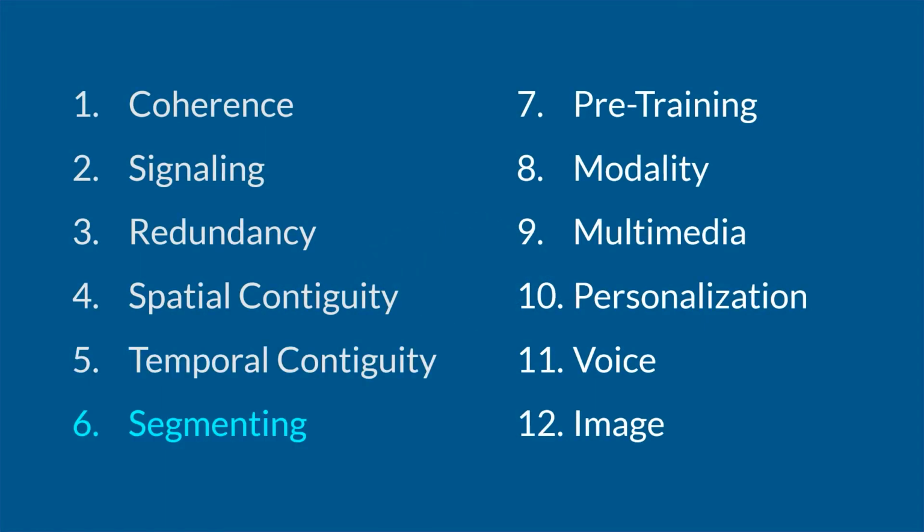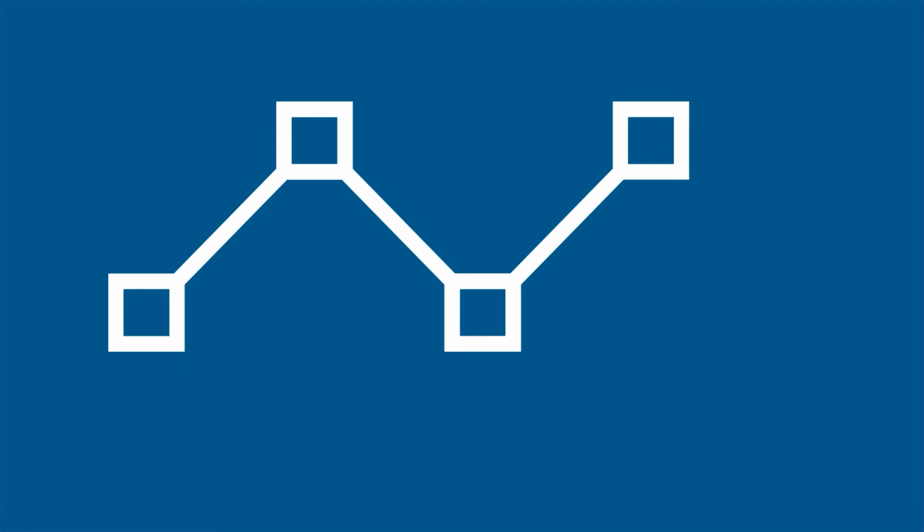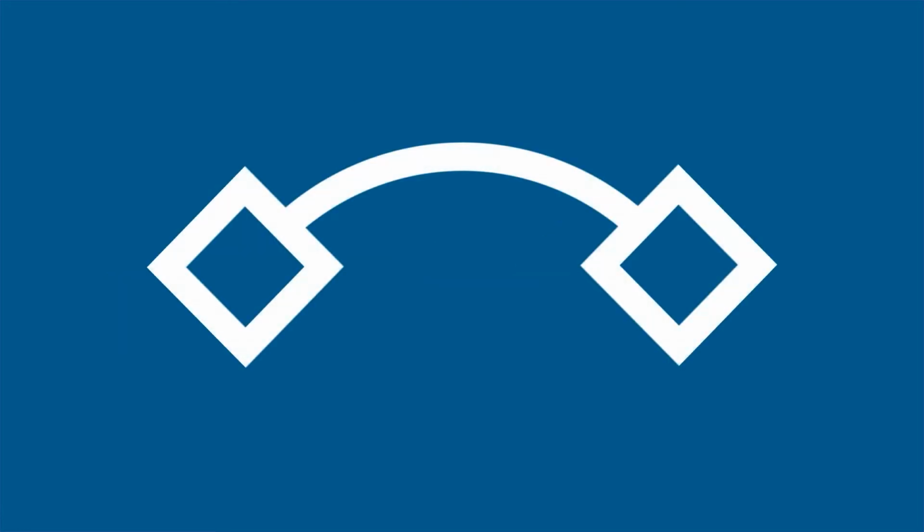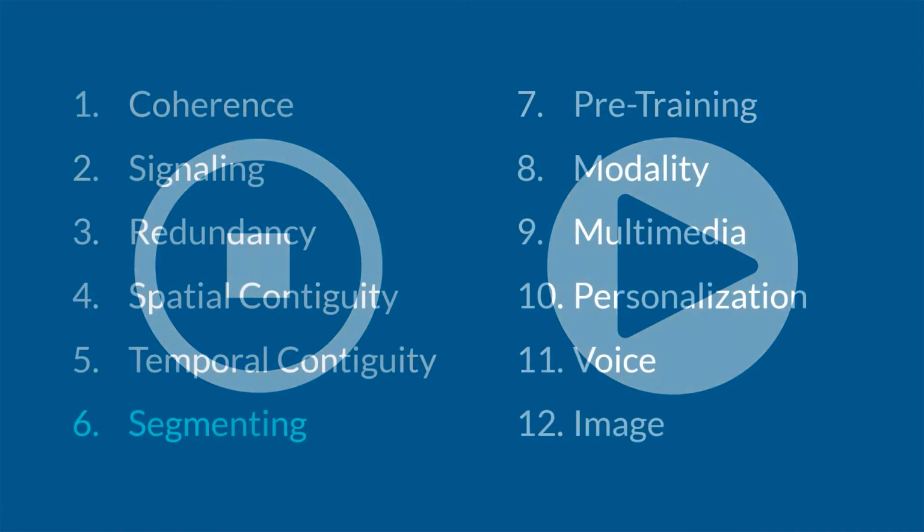This brings us to the sixth multimedia principle, the segmenting principle. This principle states that content presented in user-paced segments is more effective than a continuous unit of instruction. In other words, if the learner can stop the instruction or signal when they are prepared to move to the next segment of content, they learn better than when they can't control the pacing.